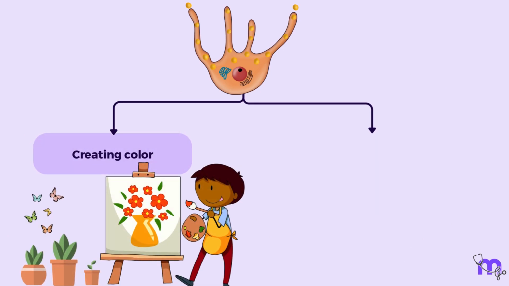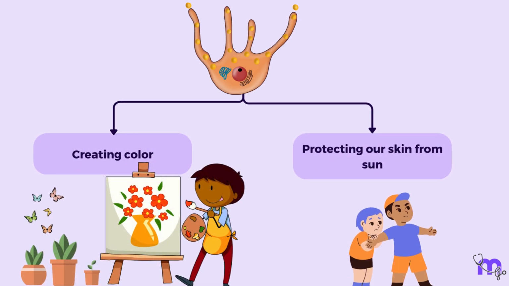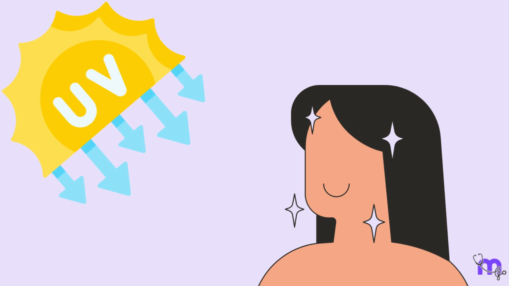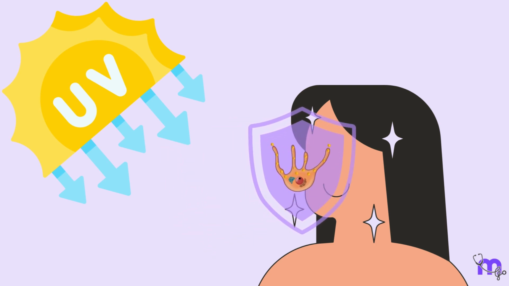But these cells are not just responsible for creating color. They also play an important role in protecting our skin from the harmful effects of the sun. When we're exposed to UV radiation, melanocytes spring into action, producing more melanin to help shield our skin from damage.